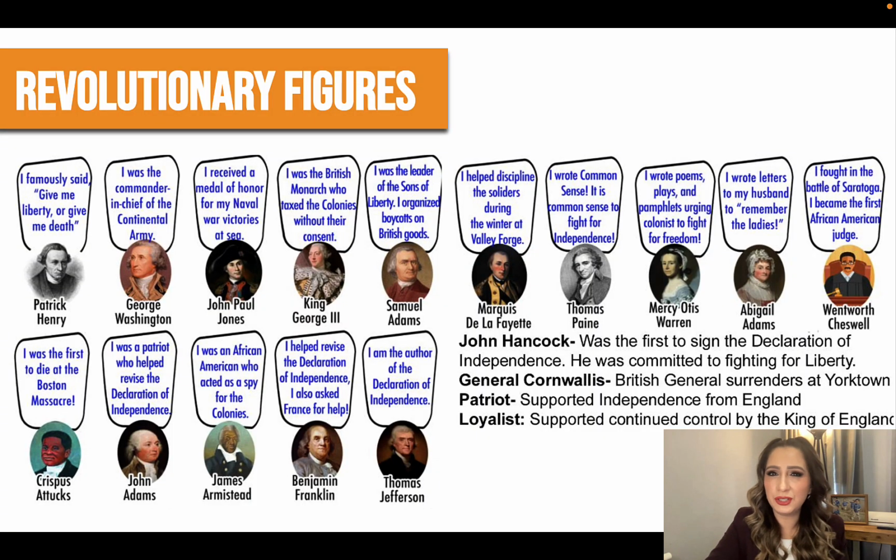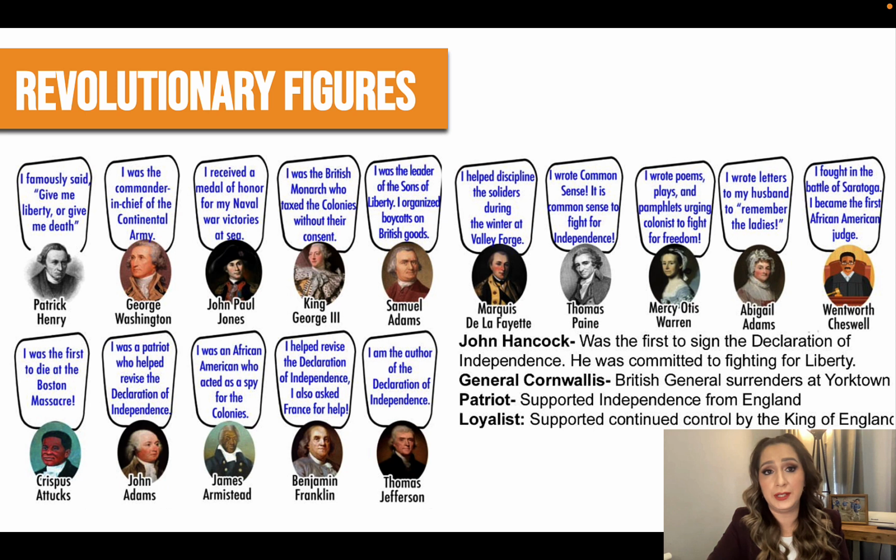During this revolutionary era, there's a lot of figures that we need to know. Today, we're just going to talk about a few that were part of the causes of the American Revolution. For example, Patrick Henry famously said, "Give me liberty or give me death." He was saying freedom is worth dying for. As we continue, we know that the king during this time, the monarch for England, is King George III. Samuel Adams, as we mentioned, is the leader of the Sons of Liberty. Thomas Paine wrote Common Sense.